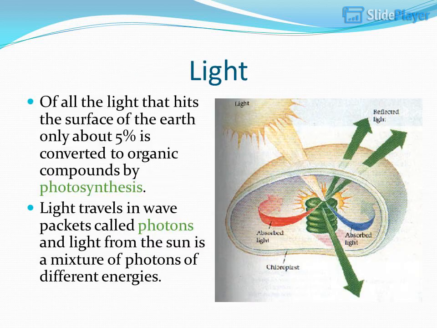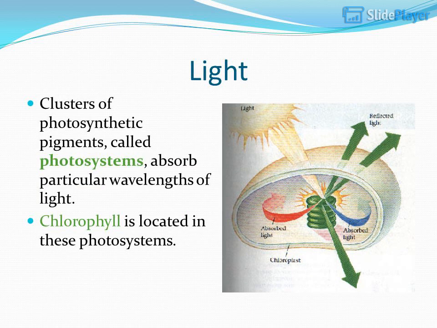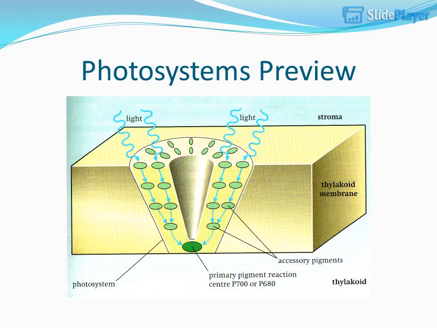Light. Of all the light that hits the surface of the Earth, only about 5% is converted to organic compounds by photosynthesis. Light travels in wave packets called photons, and light from the sun is a mixture of photons of different energies. Clusters of photosynthetic pigments, called photosystems, absorb particular wavelengths of light. Chlorophyll is located in these photosystems.